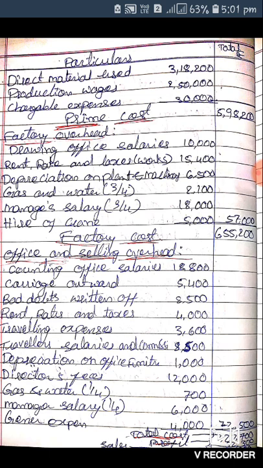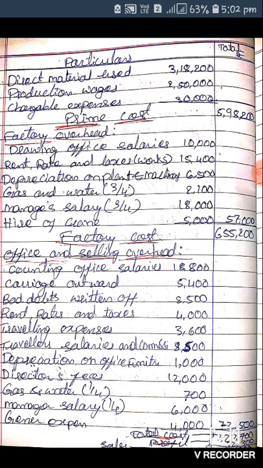Office and administration, counting officer salary is 18,800. Carriage outward is 5,400. Carriage outward is related to sales or distribution, that means after production. So here we are taking it in the selling overheads.